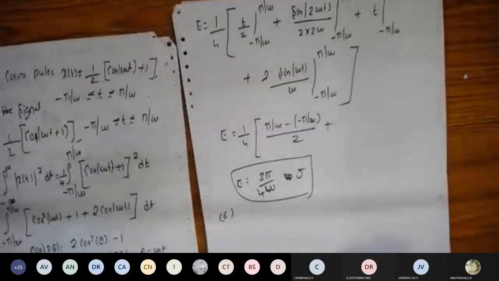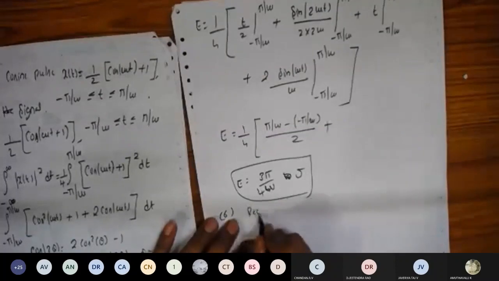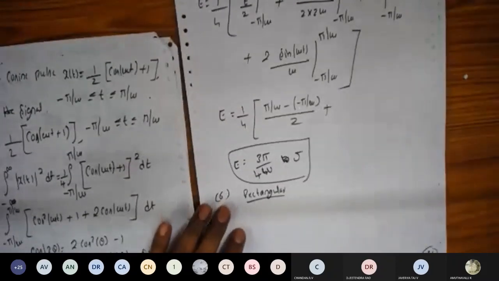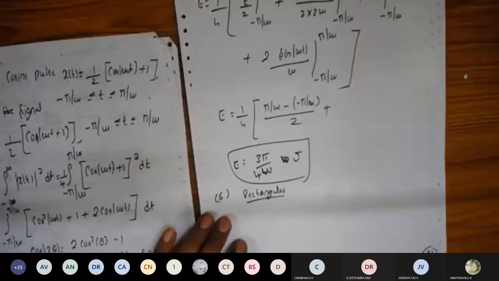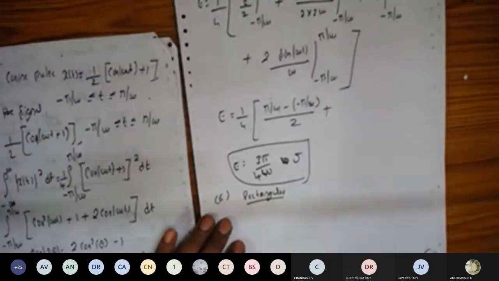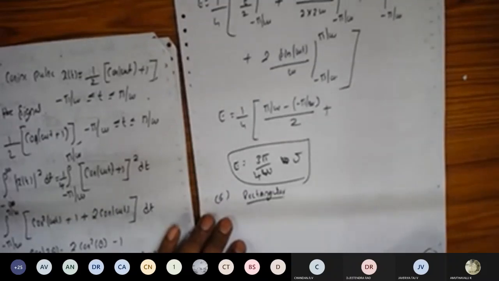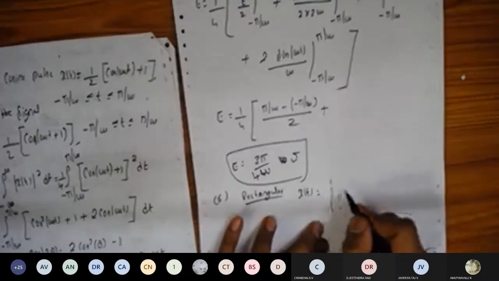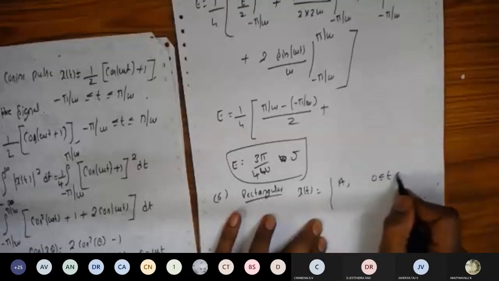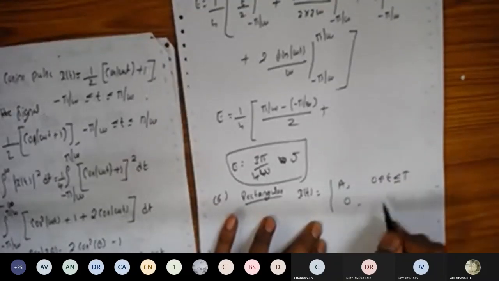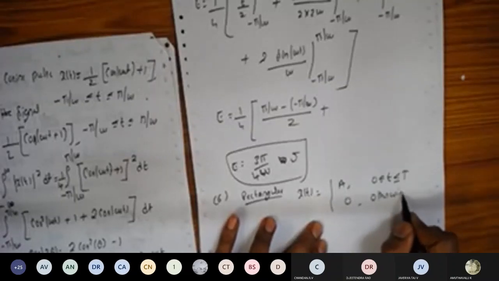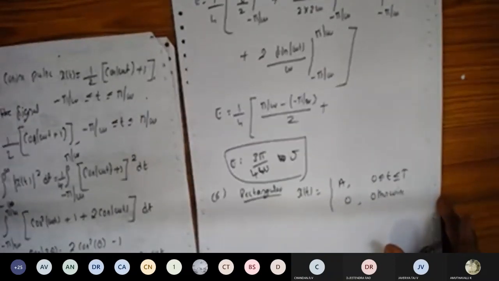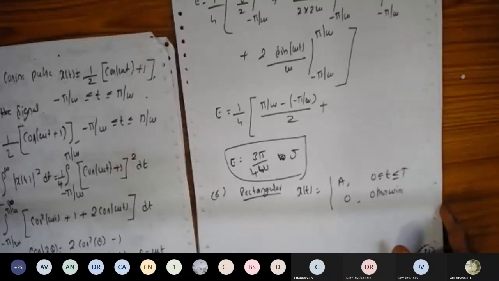A rectangular pulse is defined by x of t equal to A for 0 less than t less than capital T, and 0 otherwise.